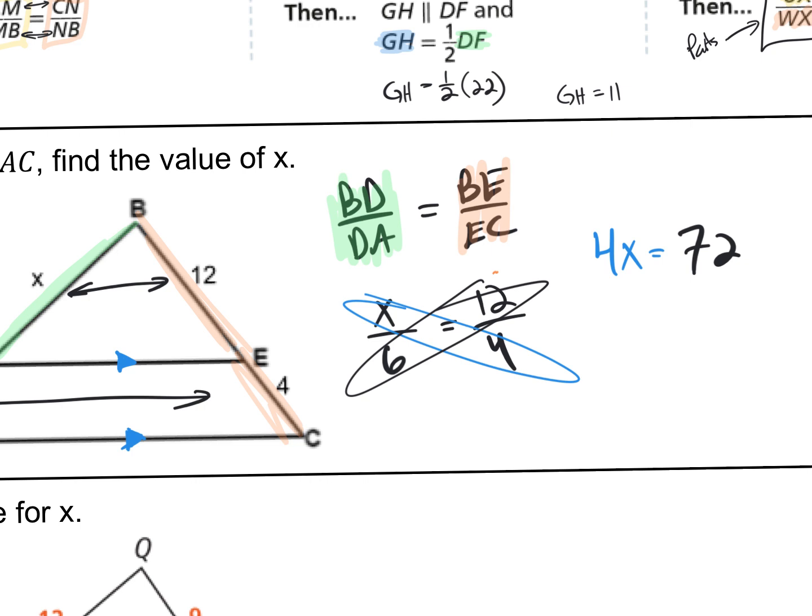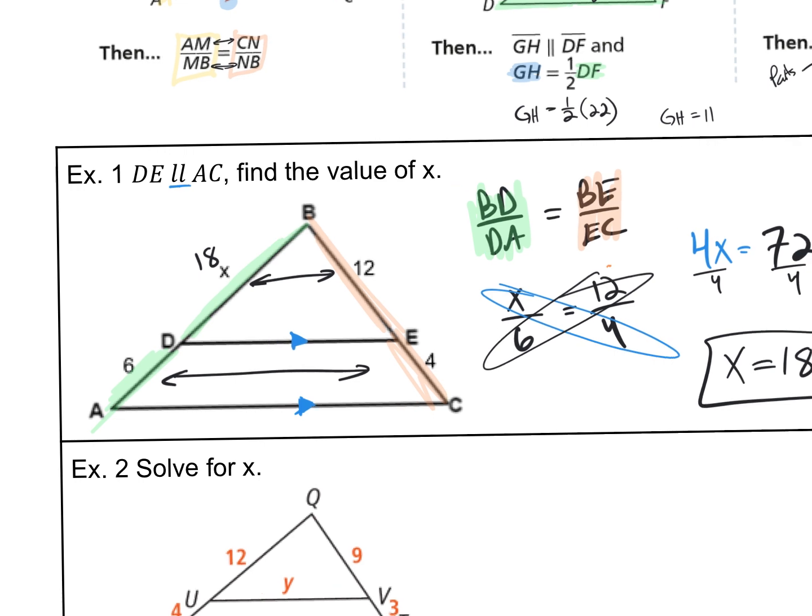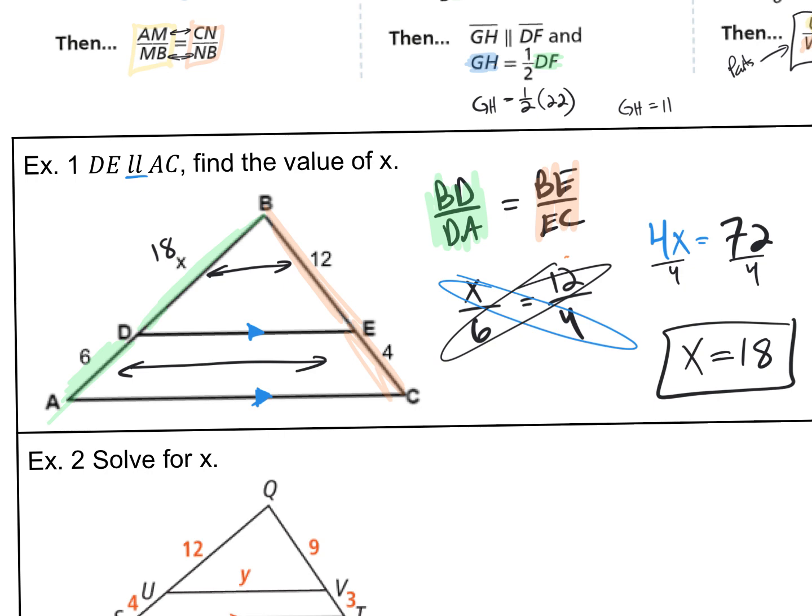Simply by dividing by 4 on both sides of the equation, we get X is equal to 18. So that missing value of X in our diagram would end up being a distance of 18. So there you can see that if you plug that value back in and cross multiplied, those values would come out to be the same. So those fractions would be equal. Any questions over that first one there?